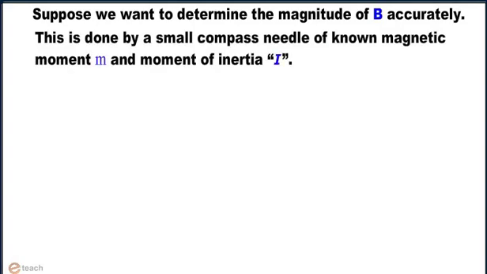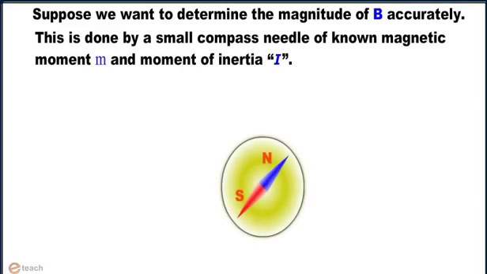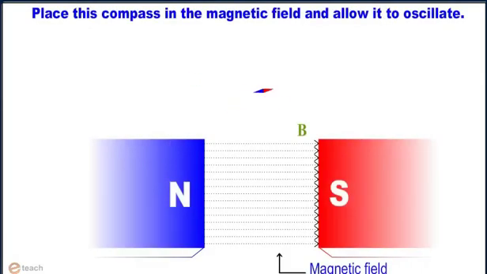Let's understand a compass needle placed in a uniform magnetic field. Suppose we want to determine the magnitude of B accurately. This is done by a small compass needle of known magnetic moment M and moment of inertia I. Place the compass in the magnetic field and allow it to oscillate.